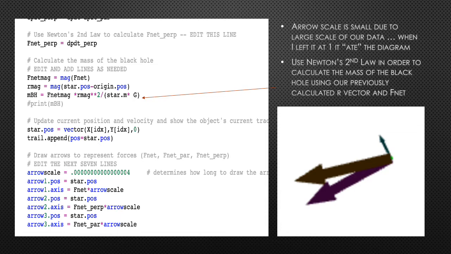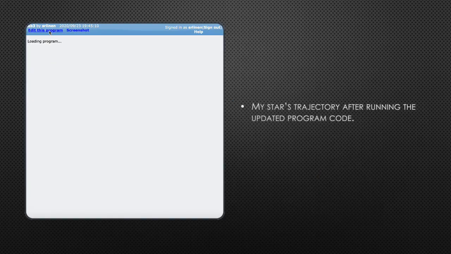Also, you can see why I had to make the arrow scale so small, because if it were not as small as I made it, the arrows would take up the entire diagram and you'd not be able to see the black hole or the star in its trajectory. Here, you can see my star's trajectory after I've implemented all of the calculations into my code.